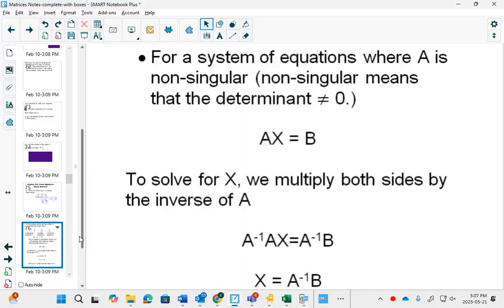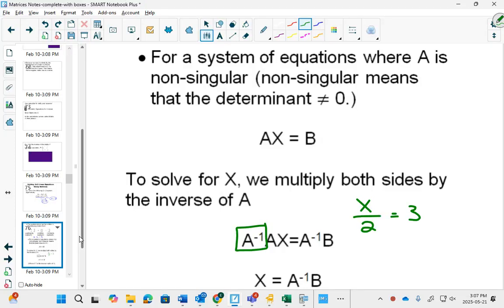Now what's really important to notice, and this is hard for math students, is that in our regular equations, if I had x divided by 2 equals 3, how would I get rid of the 2? You would multiply this side by 2, and you would multiply this side by 2. And this is probably how you would show your work. This is perfectly fine in regular math, but it would be bad in matrices.